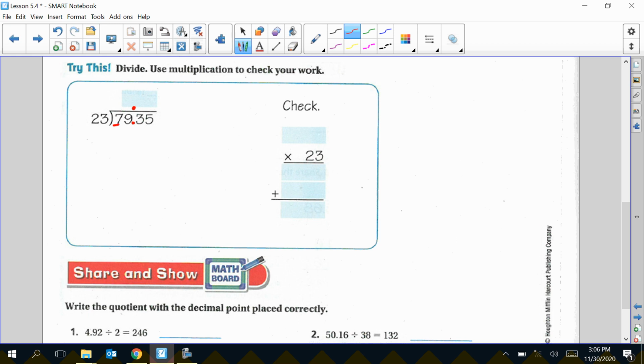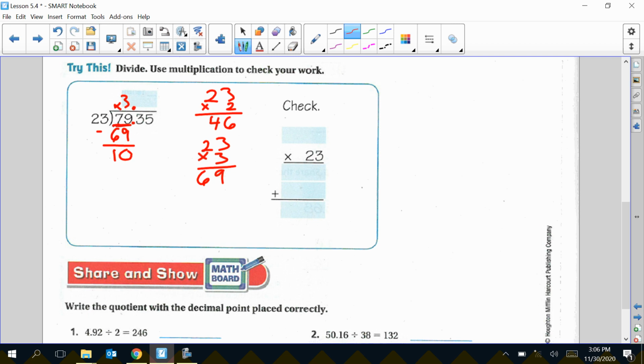23 does not go into 7. So I can put an X, I can also put a 0. 23 goes into 79 3 times. If you're unsure, off to the side, we could be doing 23 times 2, which is 46. 23 times 3 is going to give us 69, and that's as close to 79 as we're going to get. So we go 3 times. We subtract 79 minus 69, and we get 10.